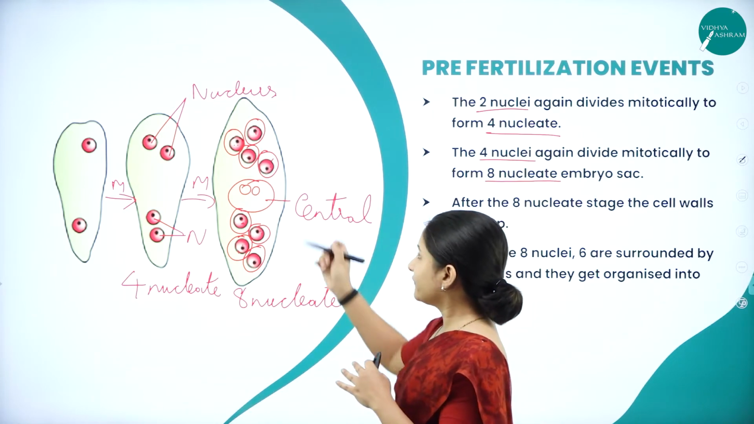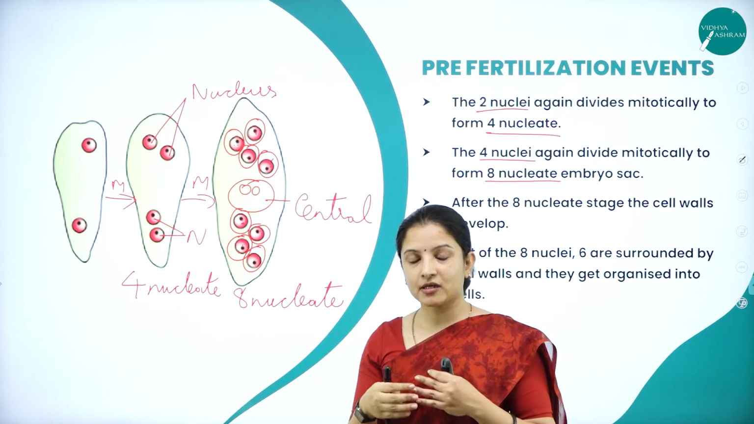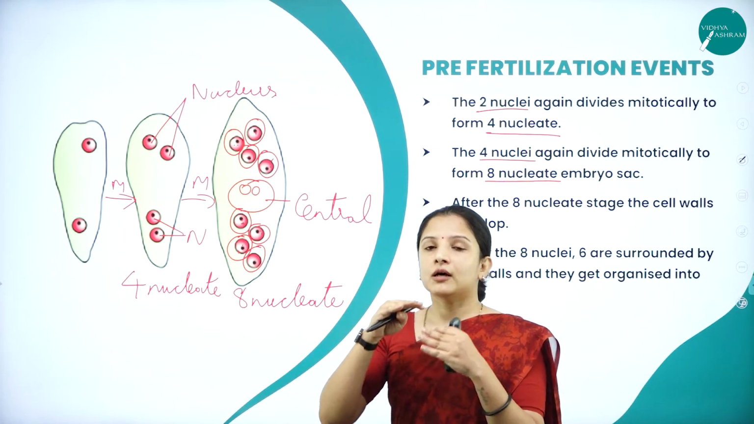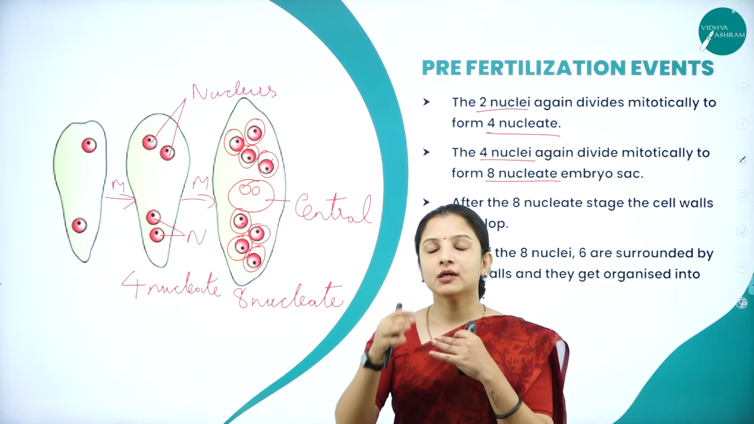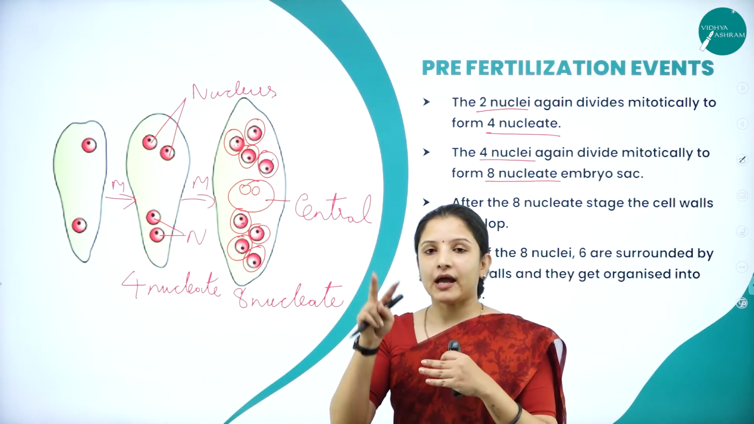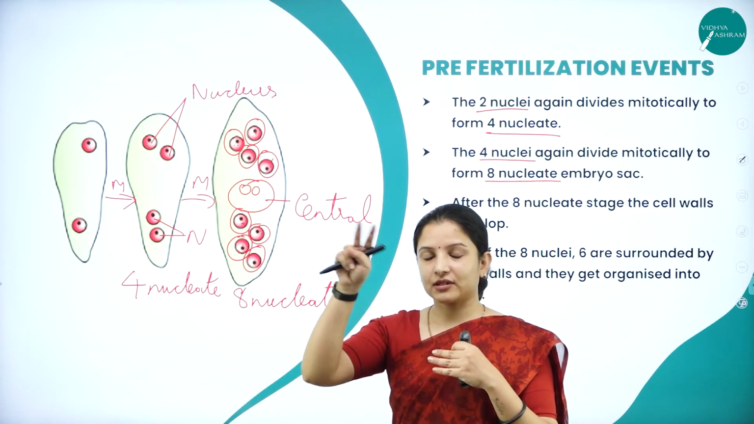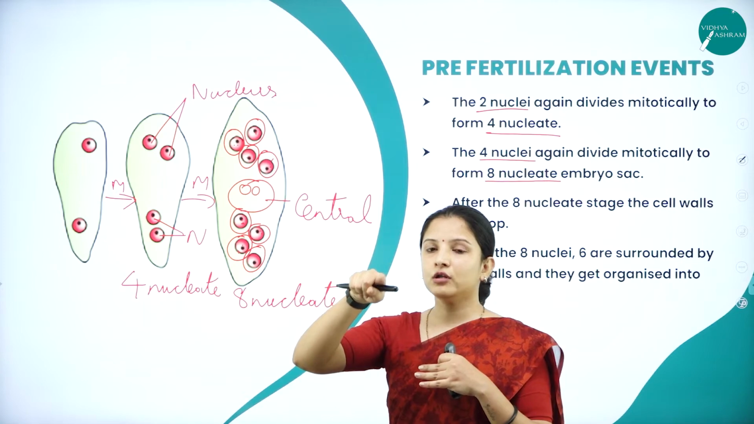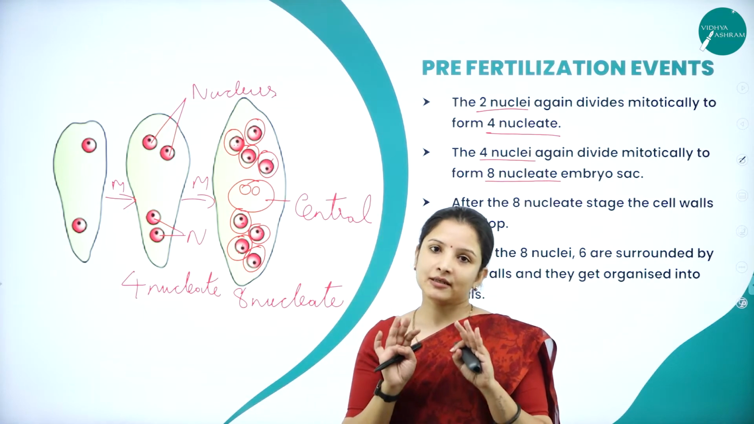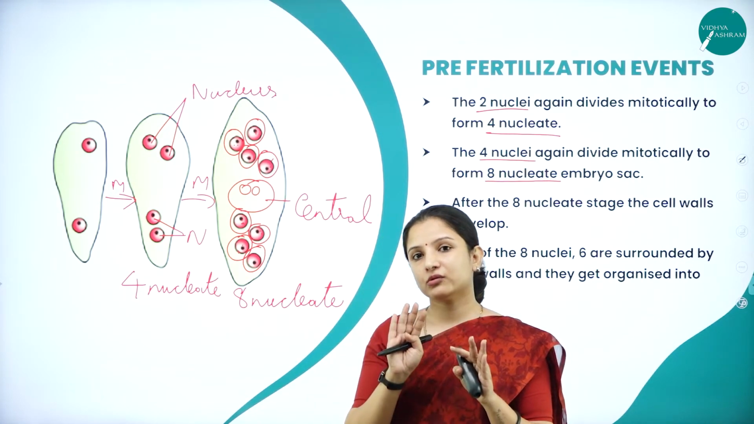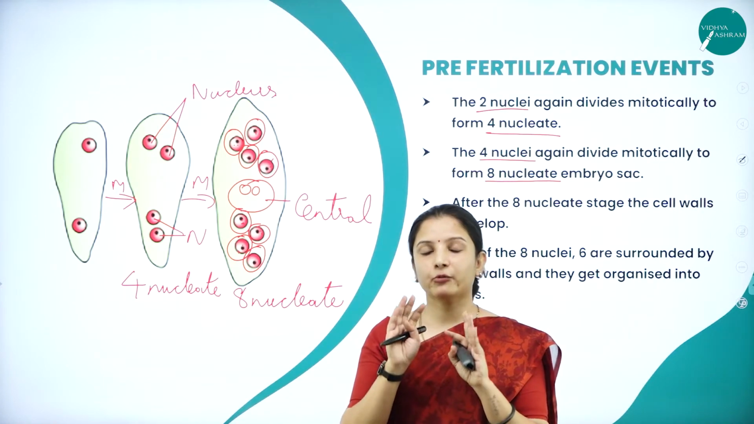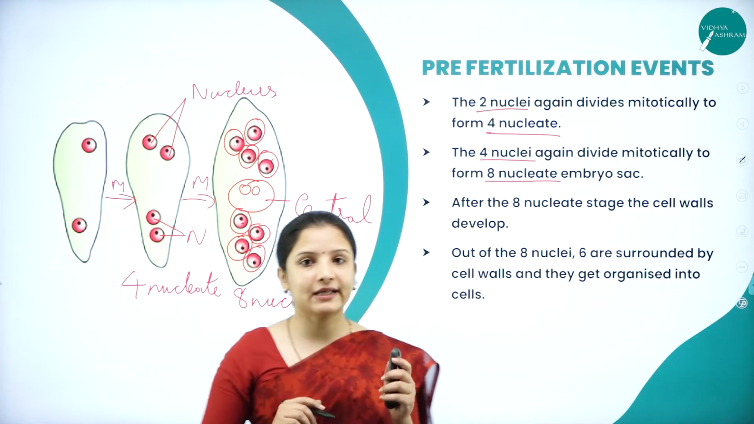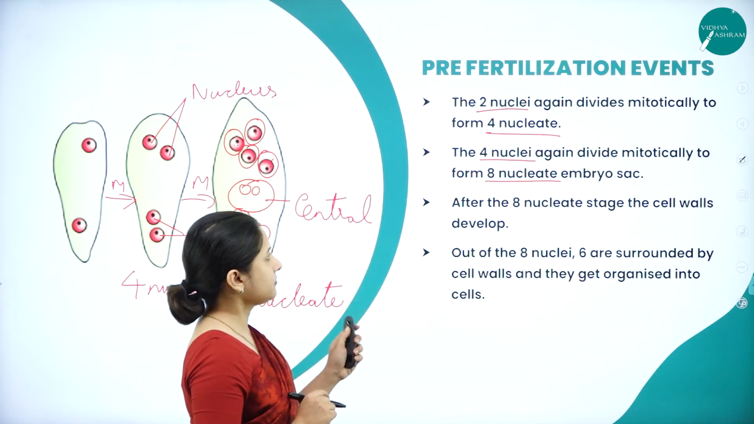So, the embryo sac is first 8 nucleate, but once the cell wall surrounds the 6 nuclei, the remaining 2 nuclei move to the center and get surrounded by one more cell wall. It will form a 7-celled embryo sac. But how many nuclei are there? 8 nuclei. But how many cells? 7 cells. So, this is how the embryo sac development takes place.